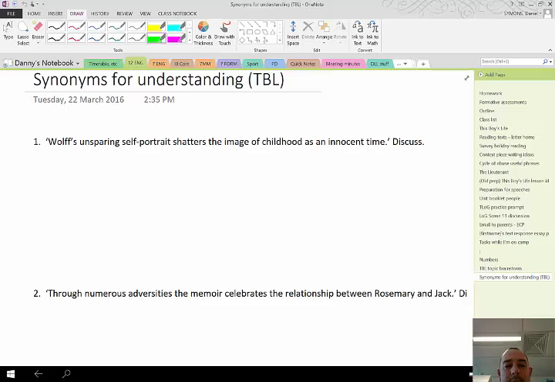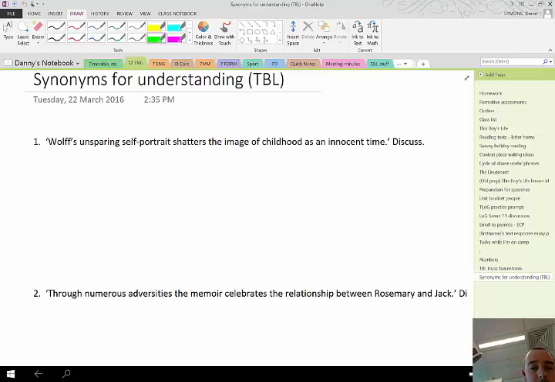Woolf's unsparing self-portrait shatters the image of childhood as an innocent time. So immediately I'm thinking, well, sure, it's unsparing. He doesn't spare any kind of detail, so to speak. He doesn't have a great childhood, and sure, there's no innocence. I mean, the innocence is robbed of him because of his conditions. So that's my understanding to start with.